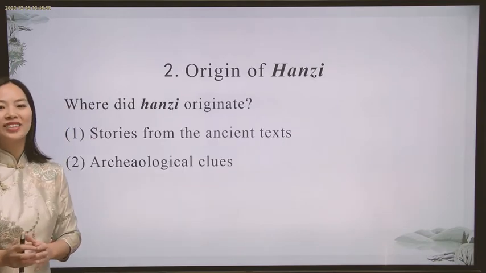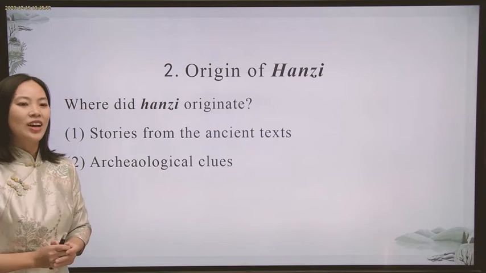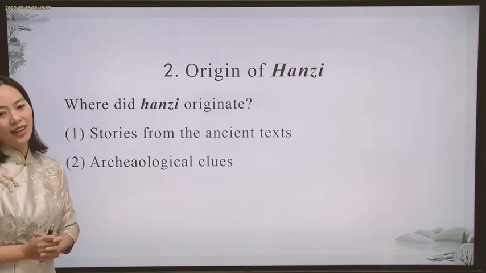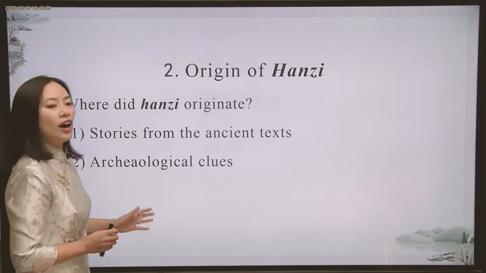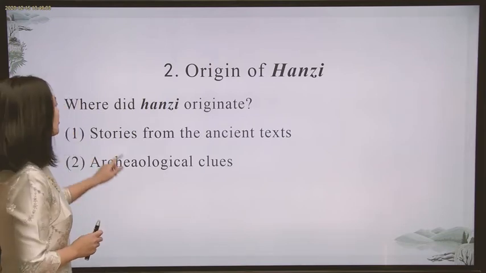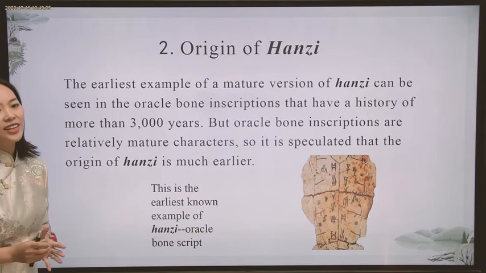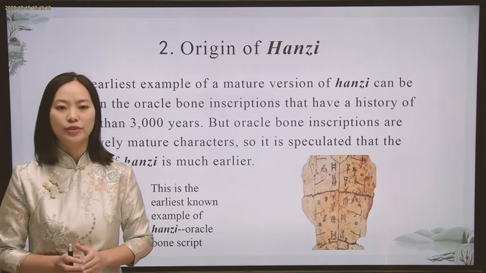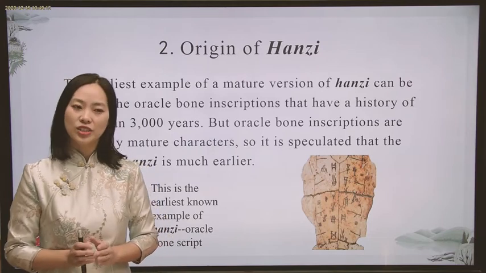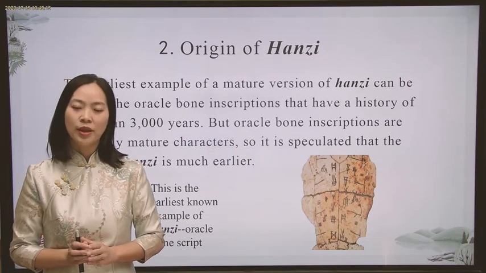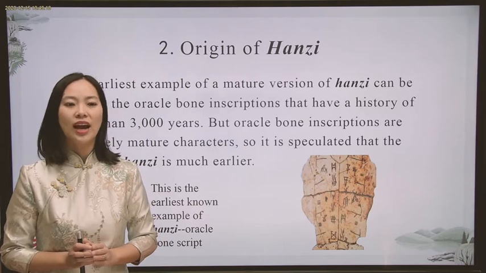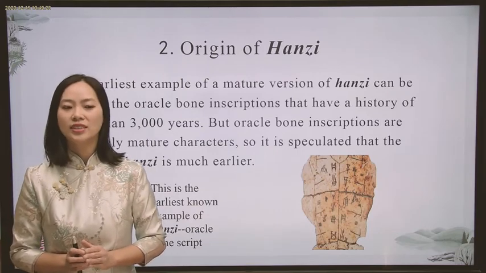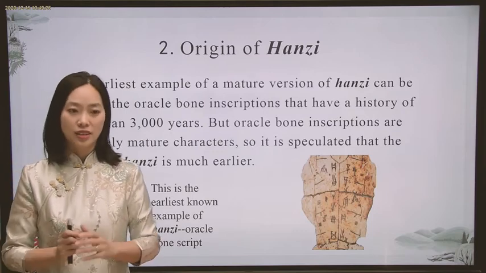Then we will talk about the origin of Hanzi. We will talk about it from two parts. The first one is stories from the ancient texts. The second one is archaeological clues. The earliest example of a mature version of Hanzi can be seen in the oracle bone inscriptions that have a history of more than 3,000 years. But the oracle bone inscriptions are relatively mature characters, so it is speculated that the origin of Hanzi is much earlier.